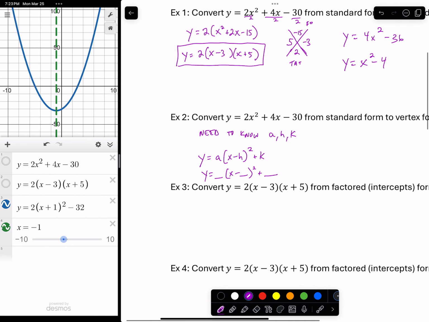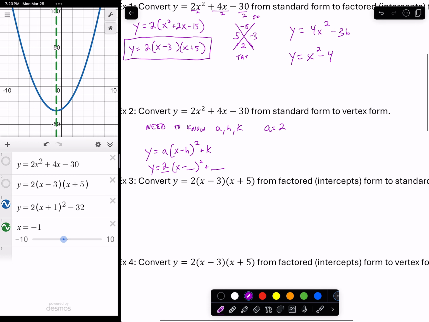So the A, we're going to steal it. We know the A is 2. Now, where do we get the H and the K from? Well, we know that the vertex, the x-coordinate of the vertex, the formula for that we've learned is negative b over 2a, right? And right here in standard form, I know a is 2, I know b is 4, and I know c is negative 30. So if I do negative b over 2a, I'll get the x coordinate.